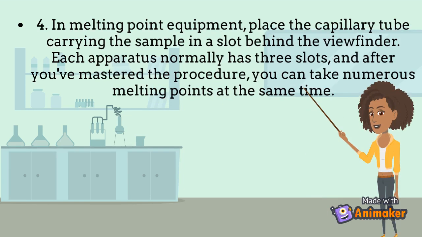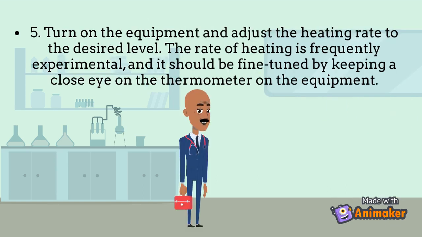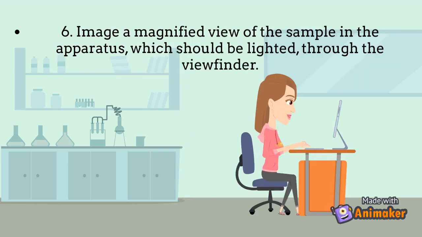In the melting point equipment, place the capillary tube carrying the sample in a slot behind the viewfinder. Each apparatus normally has 3 slots, and after you've done this, turn on the equipment and adjust the heating rate to the desired level. The rate of heating is frequently experimental, and it should be fine-tuned by keeping a close eye on a magnified view of the sample in the apparatus, which should be lighted through the viewfinder.